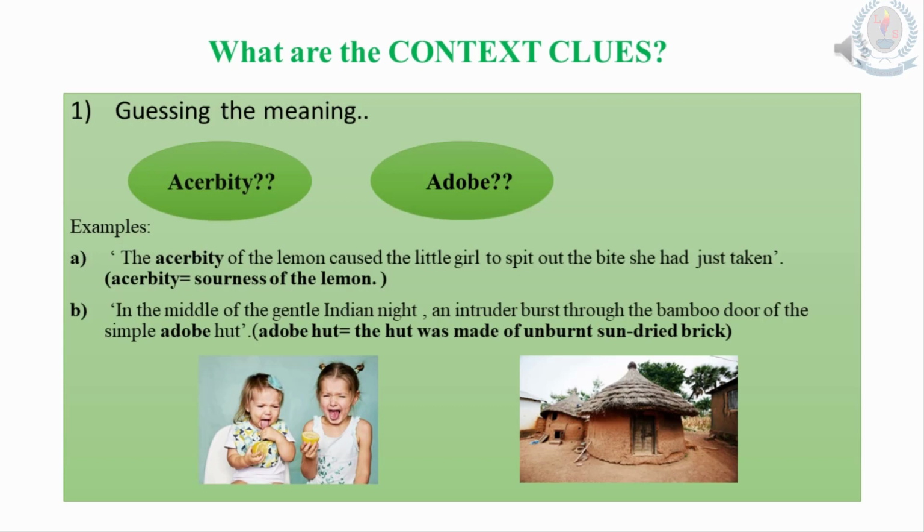Here they have given, in the middle of the gentle Indian night. When you are comparing, this is not a house, this is not a mansion, this is a hut. So when you are reading Indian, hut, you can guess adobe means what kind of a hut it is. So guessing the meaning is the first context clue. Now let's move on to our next context clue.